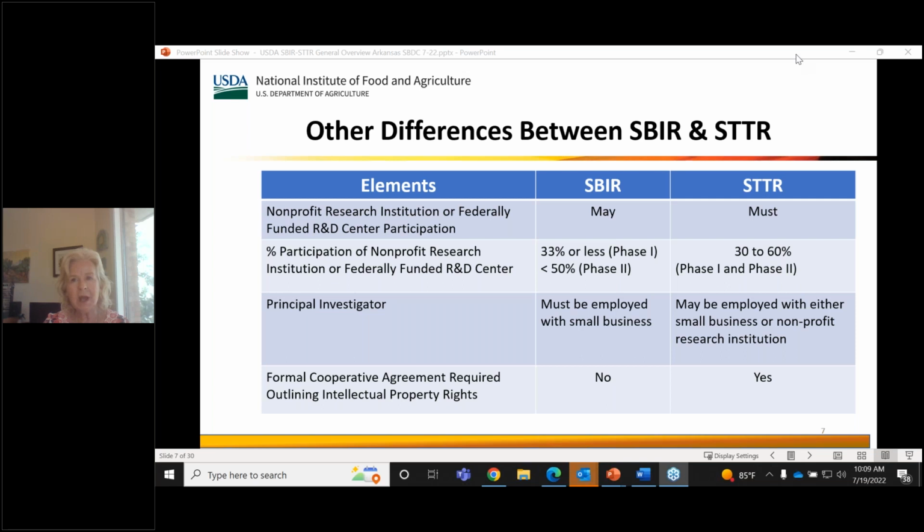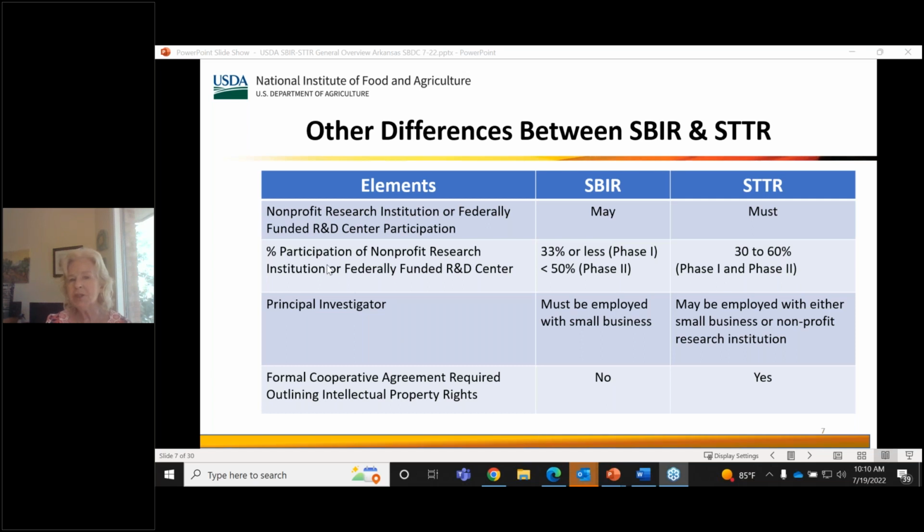Some of the differences I want to go over with SBIR and STTR because it can be a little bit confusing. Both work with nonprofit research institutions and federally funded R&D centers. For SBIR, that's optional, although I must say it's very common to work with a nonprofit research institution such as a university or a federally funded lab. But it is optional for SBIR. For STTR, it is required. So that's one difference.